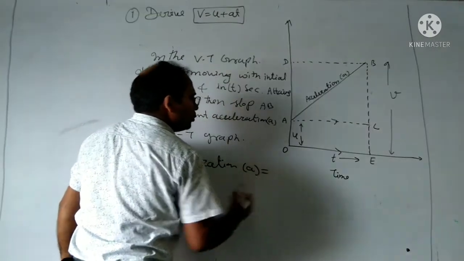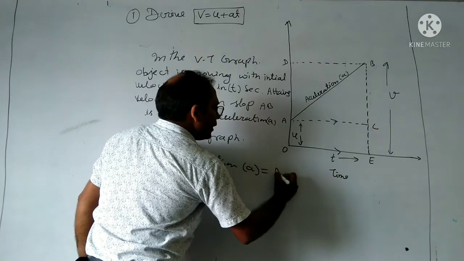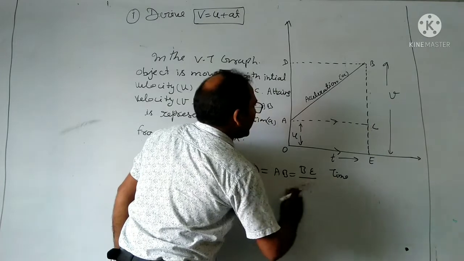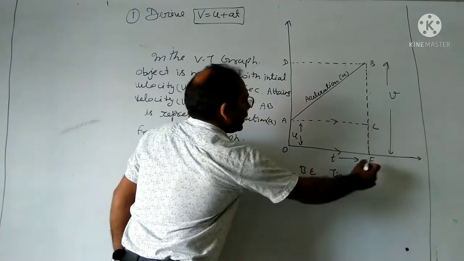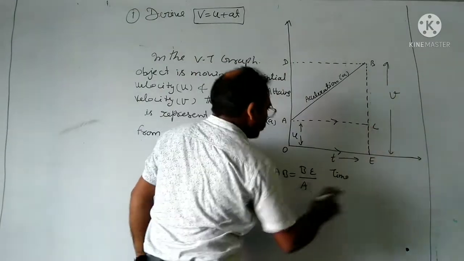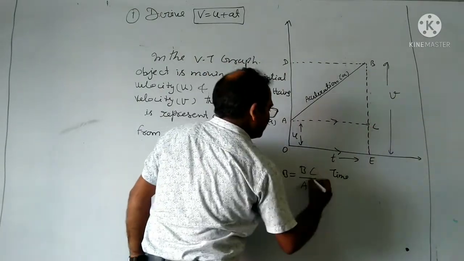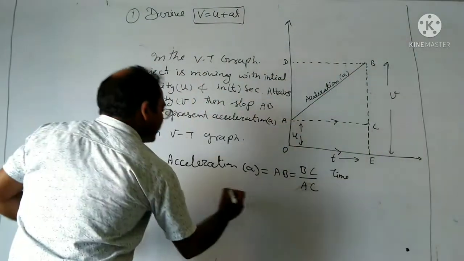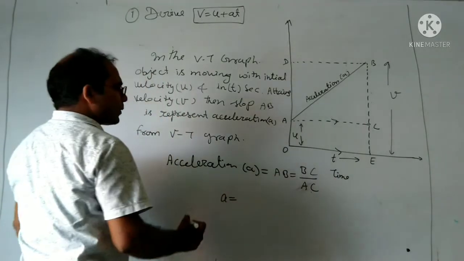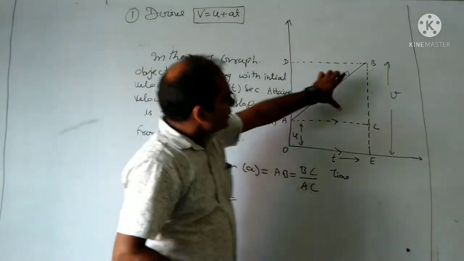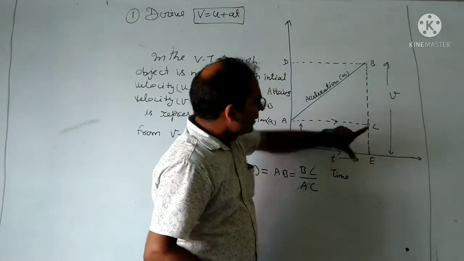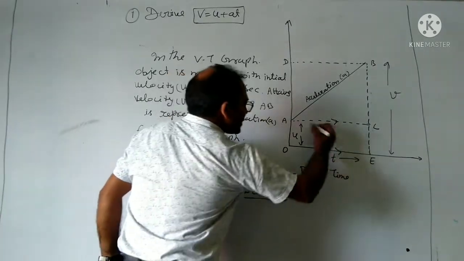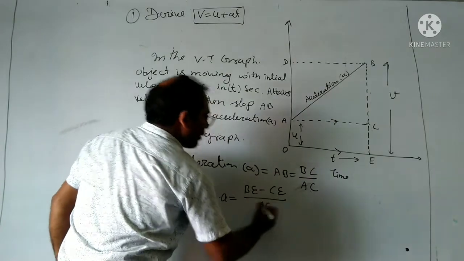From the velocity-time graph, acceleration a equals the slope AB, which equals BC upon AC. AB is the acceleration, represented by a. How can we find BC? BC will be BE minus CE. So we can write BE minus CE upon AC, as AC equals OE.